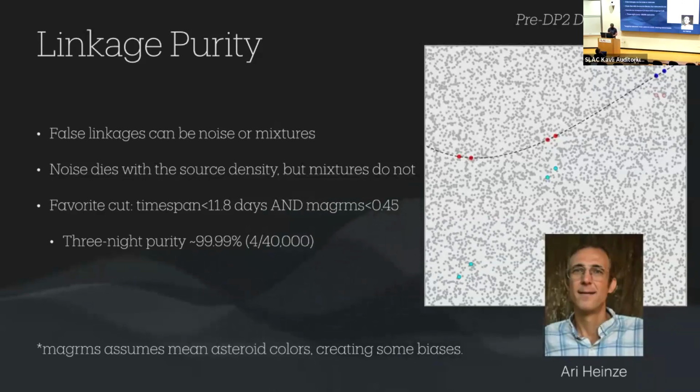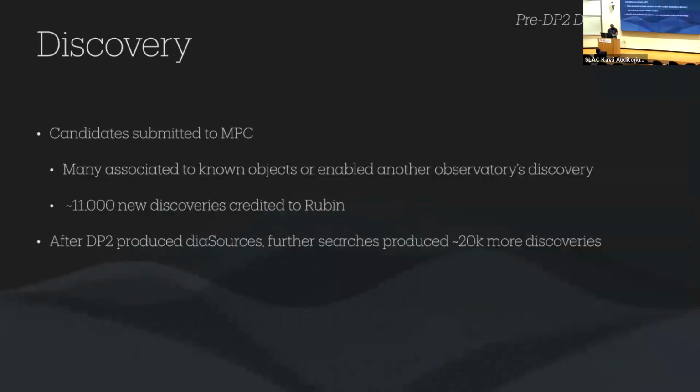The asterisk here is that this does assume mean asteroid colors, and if an object is particularly variable, as a whole bunch of interesting objects like Oumuamua are, this might exclude them, so we might have some biases with respect to things that people care about, but this is so much better than the other solutions. It lets us find a ton of objects, works very well.